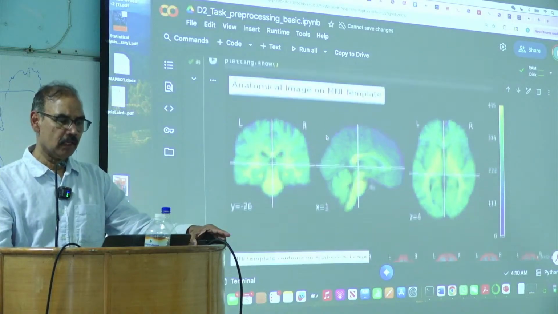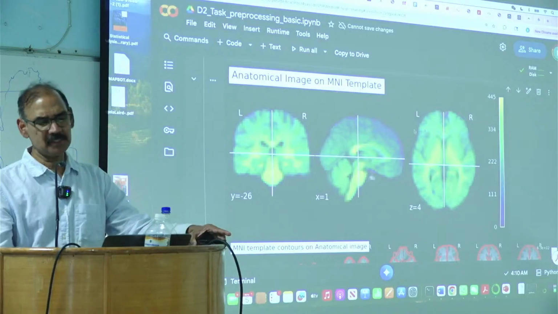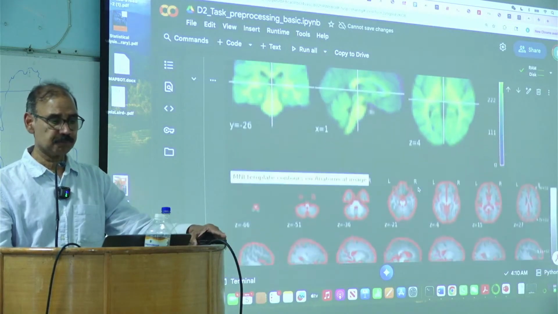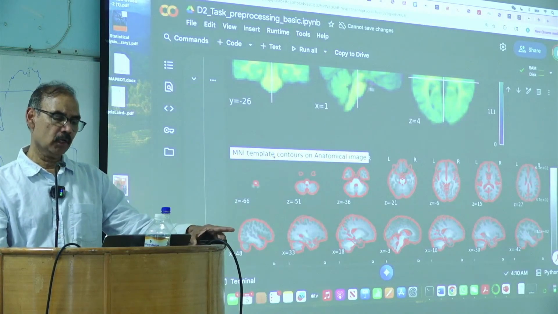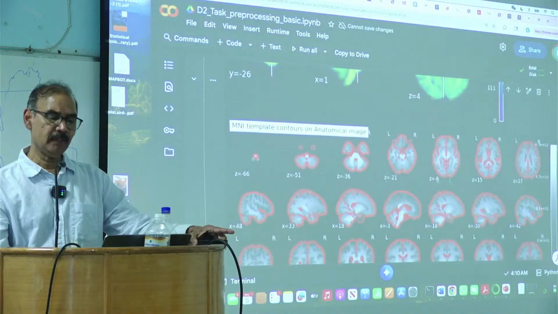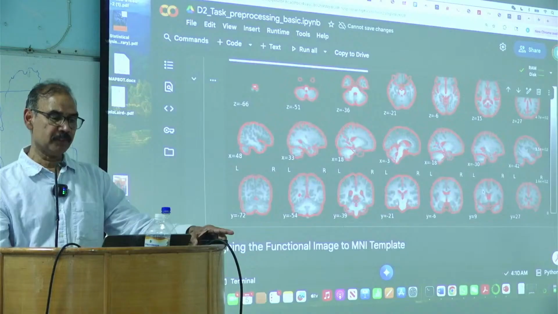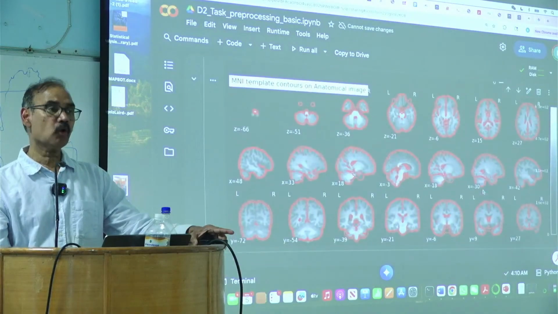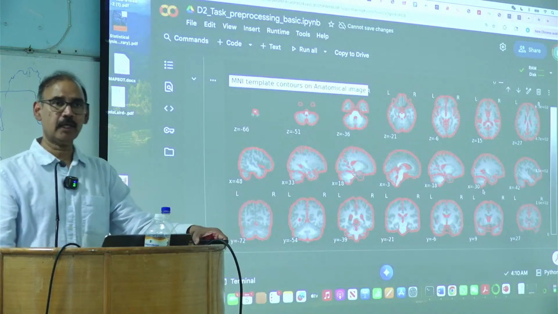Okay, so this is done. This shows that there's a good correspondence. And when you plot the contours on the anatomical image, this also looks good, right? This is what we call quality check. These are things we call quality check.